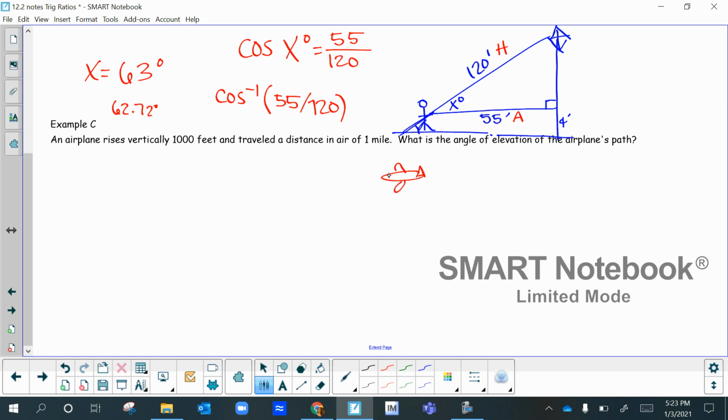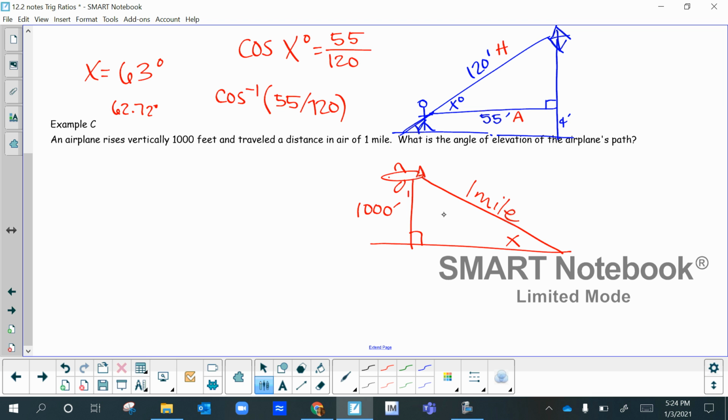Okay, so when I say traveled a distance in the air of 1 mile, this is the distance that it traveled. What is the angle of elevation? So if I want to draw a vertical line, here we go. Here's my angle of elevation. So remember, the plane is kind of going up into the air like that, and this is 1,000 feet vertically. Vertical goes up and down.